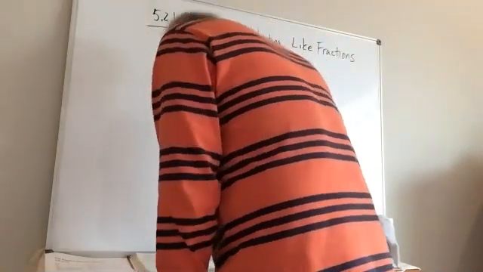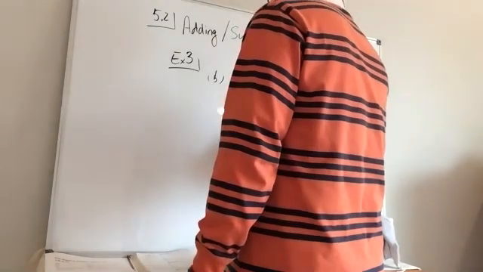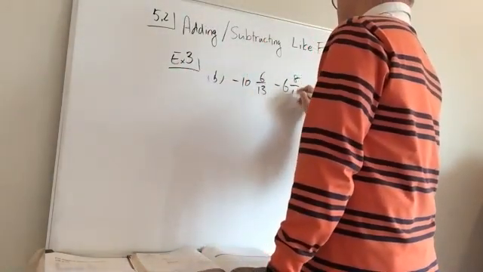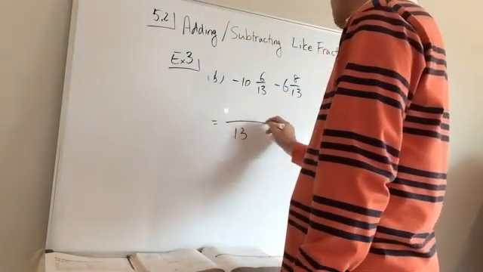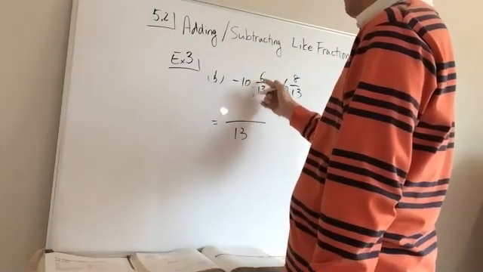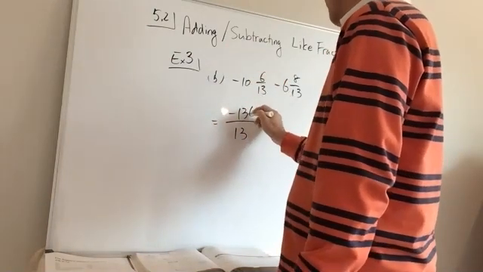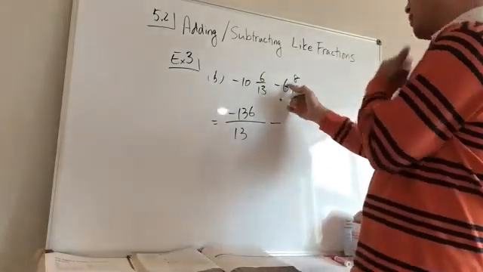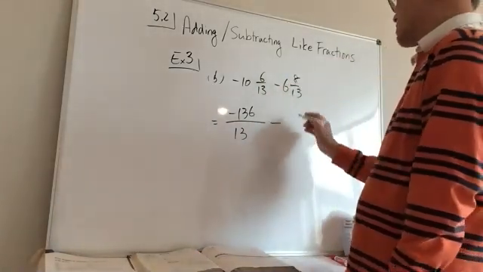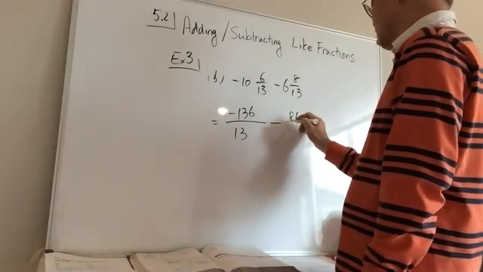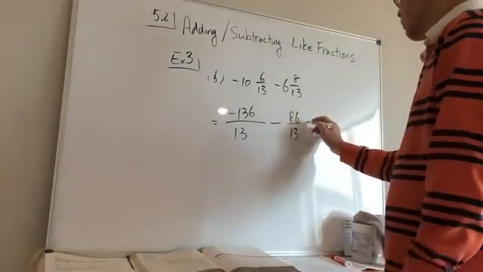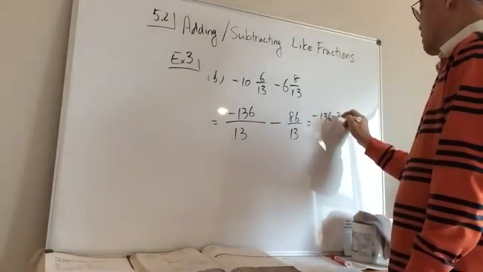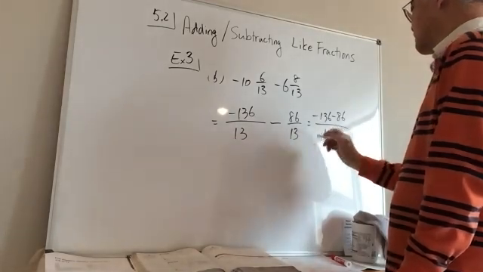What do we have in B? We have negative 10 and 6/13, minus 6 and 8/13 again. So let's go ahead and combine these. 13 times 10 is 130 plus 6 is 136. Over here, I'm going to have 13 times 6, which is going to be 78, plus 8 is 86. Negative 136 minus 86 over 13.